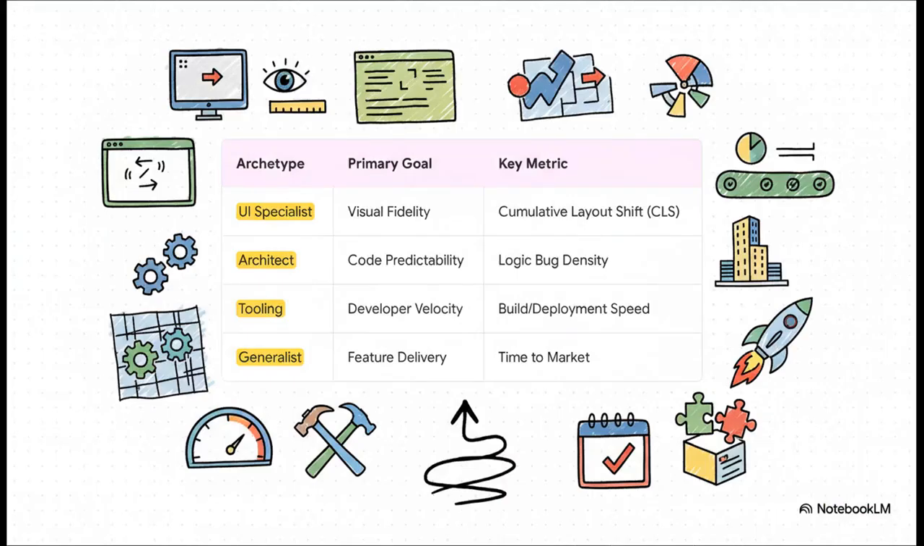Let's break this down by what really drives each of them. The UI specialist is chasing visual fidelity, right? So they're measured by things like cumulative layout shift. The architect wants code predictability, which you could measure by bug density. The tooling expert is all about developer velocity. How fast can we build and deploy? And the generalist? It's all about feature delivery and time to market. You see, they're all optimizing for different things, and all of them are vital.